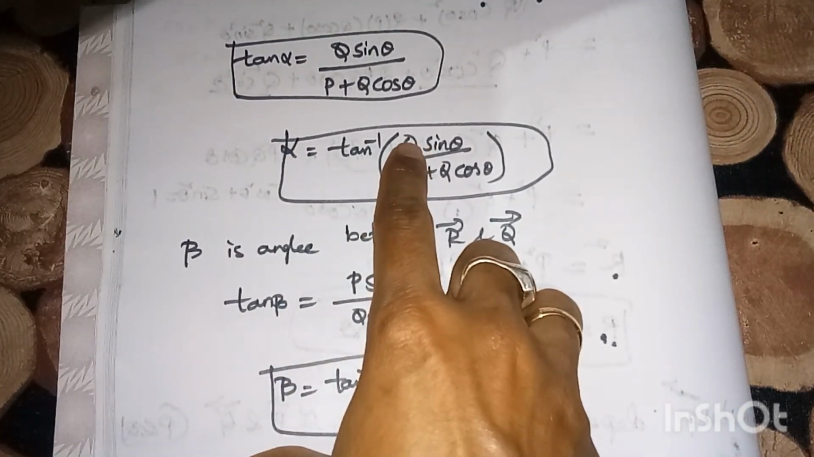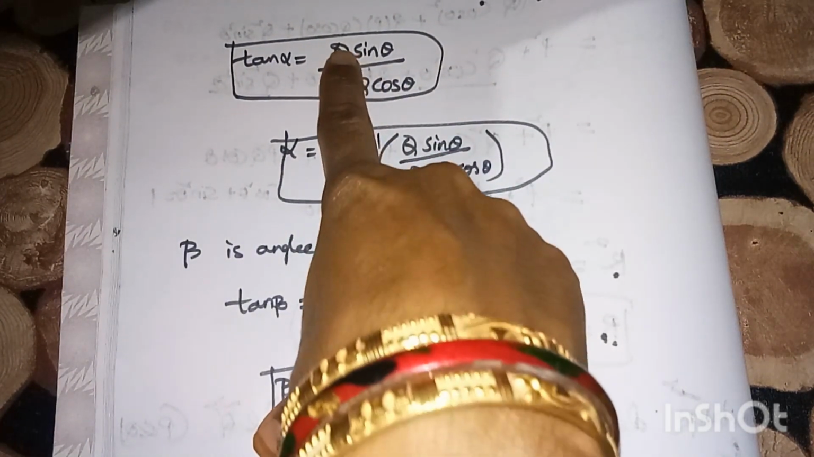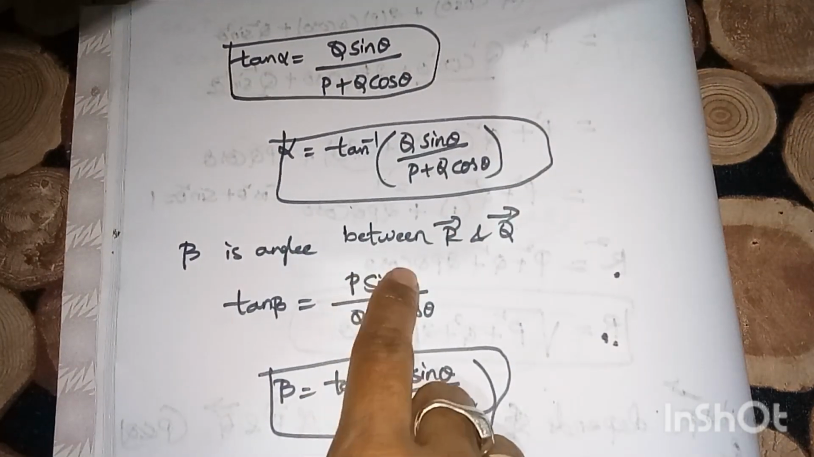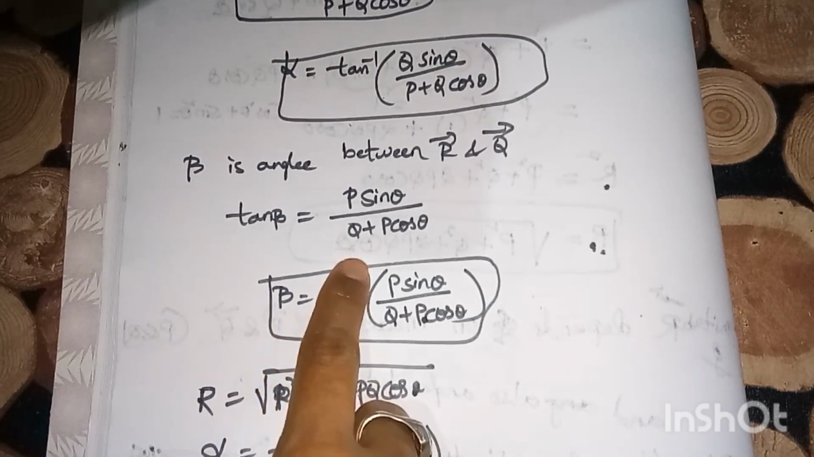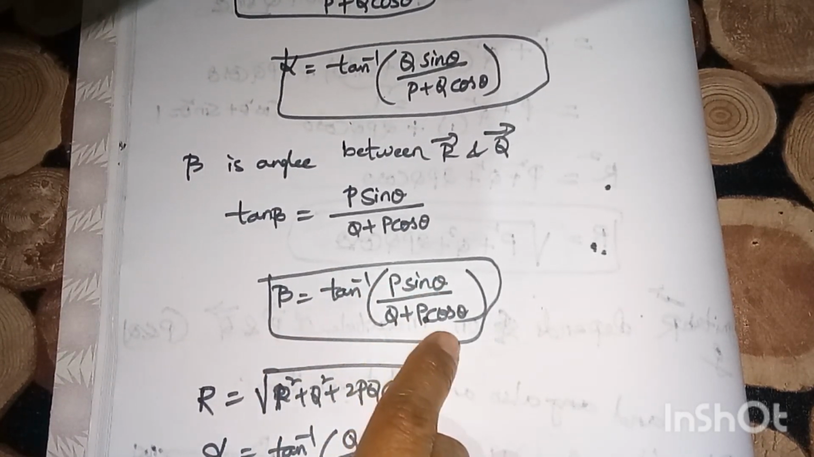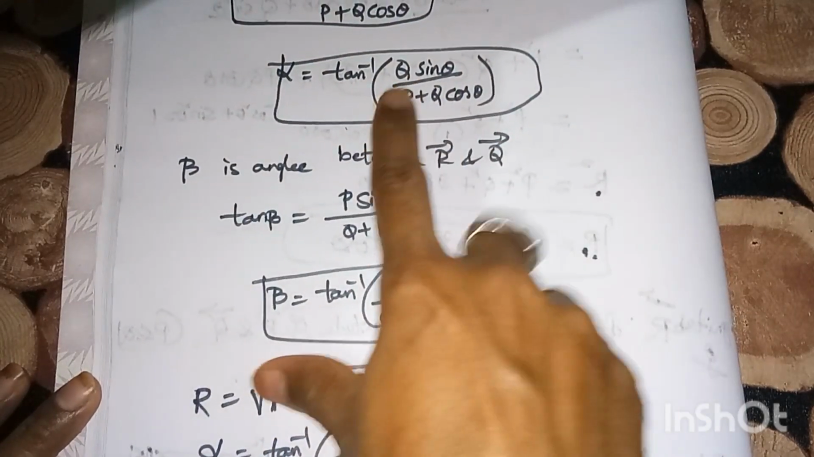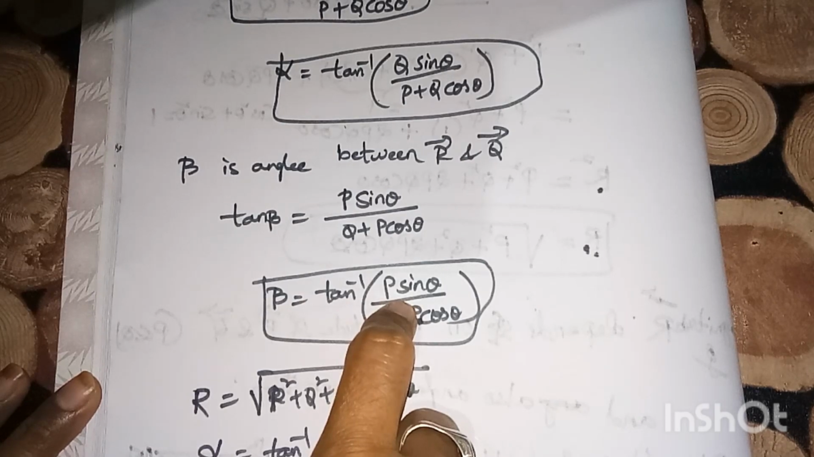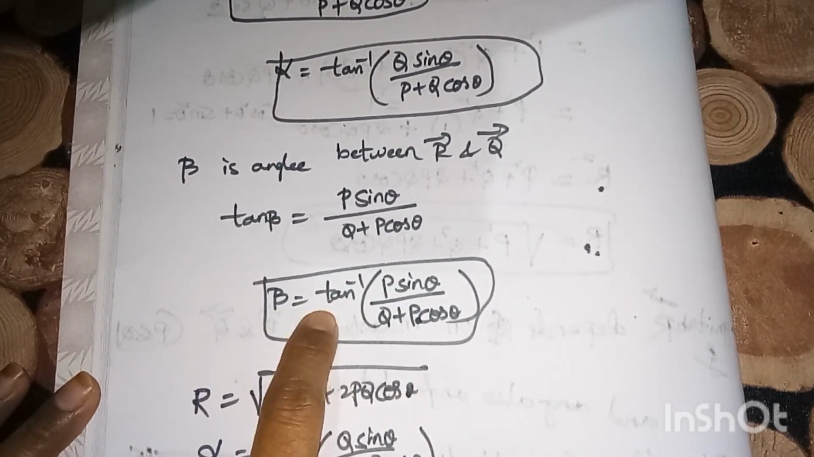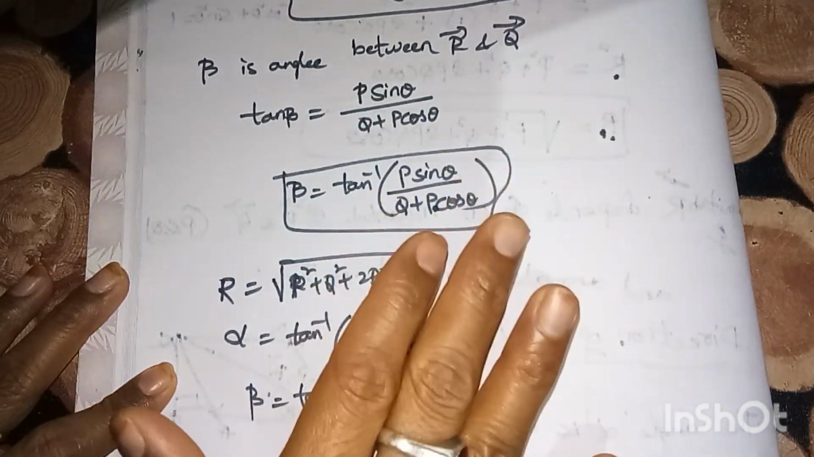Replace Q with P and P with Q. So beta equals tan inverse of P sin theta by Q plus P cos theta. To find the angle for the second vector and the resultant, just replace Q with P and P with Q, and you will get the angle. So this is how you calculate the magnitude and direction of resultant.